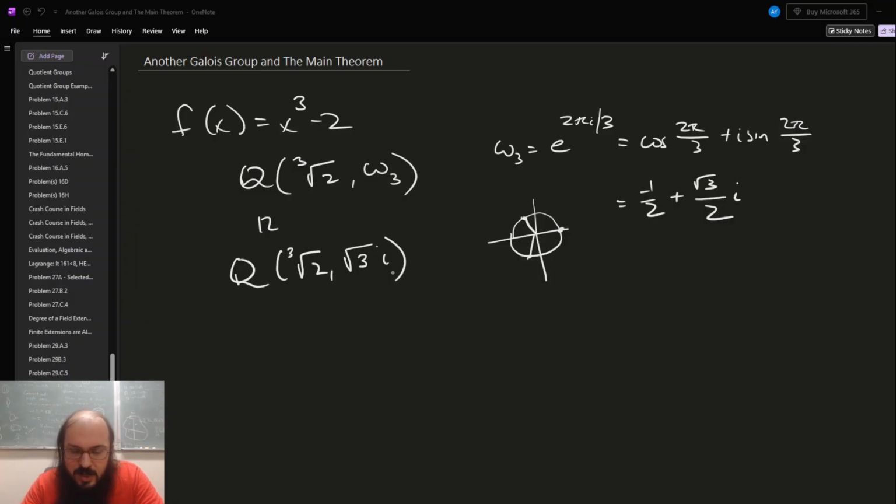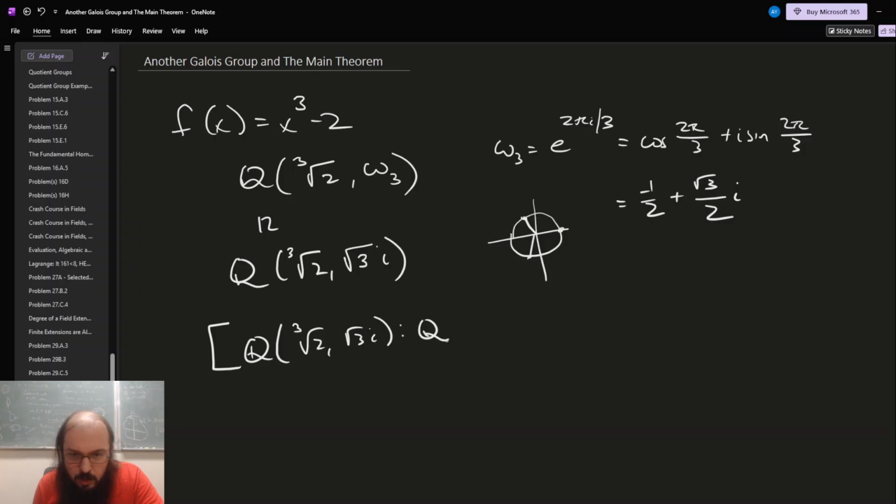Okay, so the next step is I need to know the degree of this extension. In other words, I have to calculate the degree of Q adjoin cube root of 2, square root of 3 i over Q. And let's see, the simplest way to do that is, well, we know this is clearly irreducible over Q because if a polynomial such as this is reducible over Q, it has a linear factor. And you could use the rational root test, for example. So it's definitely an irreducible polynomial.